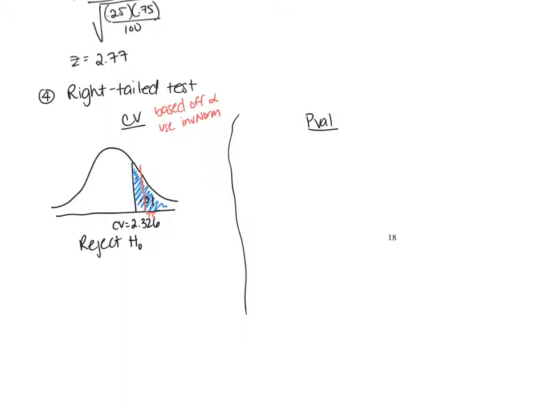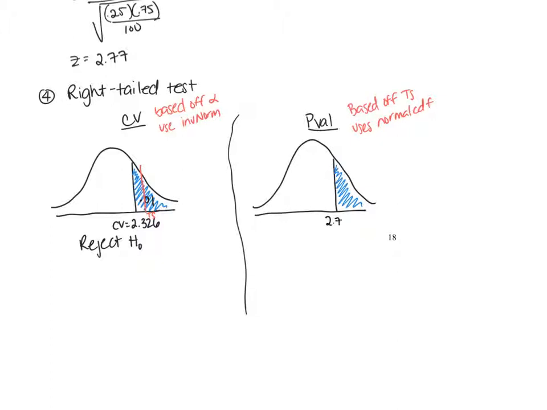Our p-value method is based off of the test statistic, and it uses normal CDF. We start with a picture similar to what we did with the critical value. It is a right-tailed test, so we are still looking at the area in the right tail. The difference is that we don't know the area in the right tail, but we know the value that separates that tail, and that is our test statistic 2.77. The p-value actually equals that area.